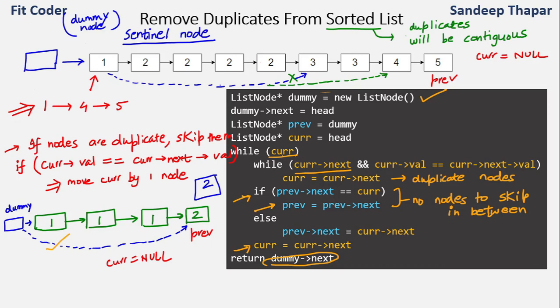So in this method, we just check what are the duplicate nodes. We connect the previous unique node to the next unique node, and that is how we remove the duplicates in between. So the time complexity of this method is order of n and the space complexity is order of 1.